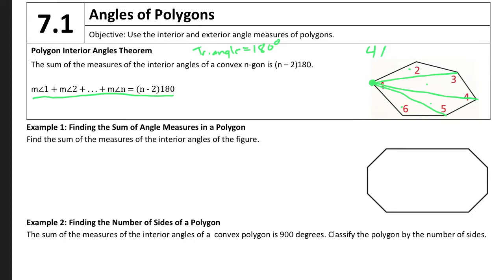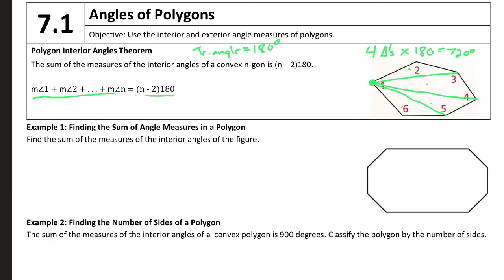4 triangles. And if we remember, each triangle has 180 degrees, so 4 times 180 is 720. So the interior angle sum of this 6-sided shape is 720, okay?